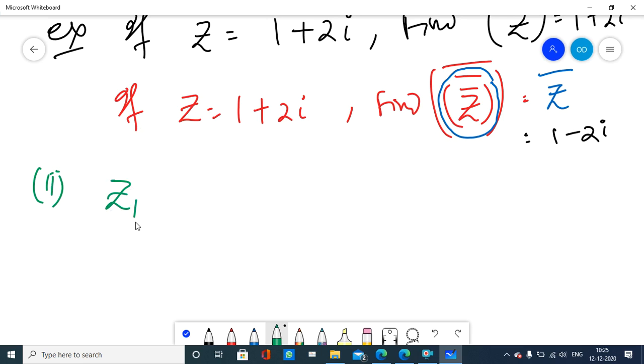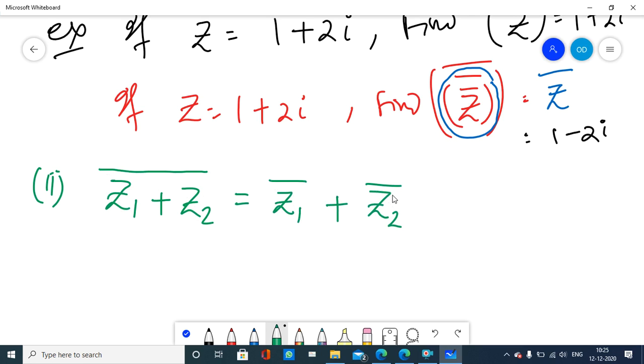Okay. Second property: z1 plus z2. Suppose z1 and z2 are two complex numbers. We add z1 and z2 and take its conjugate. First we add z1 and z2, and whatever comes out we take its conjugate. It is the same as finding the sum of the individual conjugates of the complex numbers. z1 plus z2 whole conjugate is the same as z1 conjugate plus z2 conjugate. Not that difficult to memorize. Got my point so far?